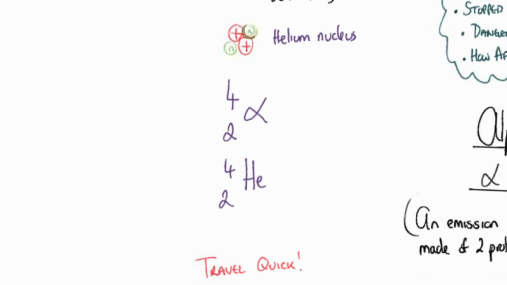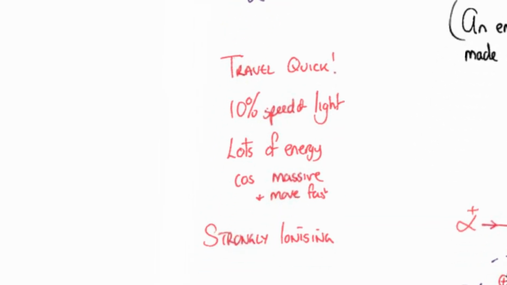the total number of objects in the nucleus. Right, alpha particles travel quickly, about 10% the speed of light, as I said before, which is roughly around 18,000 miles per second. They have lots of energy, and the reason they've got loads of energy is they are actually massive compared to the other radioactive particles. They are very, very big, and they move fast, so they've got lots of kinetic energy.